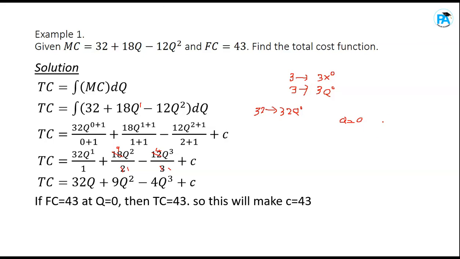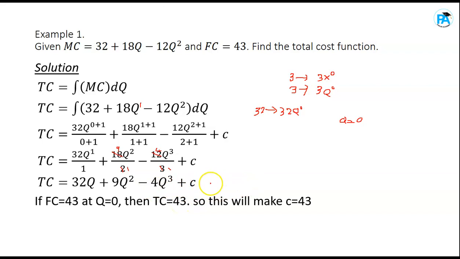If you've produced nothing, meaning variable cost was 0, then your total cost will be equal to fixed cost. So that's how it would look. That's why I said over here that if fixed cost is 43 at quantity 0, then total cost should be equal to 43 as well. If you've produced nothing and your fixed cost has been incurred, which is 43, then your total cost for that period should be 43 as well. So you can use this to find C.